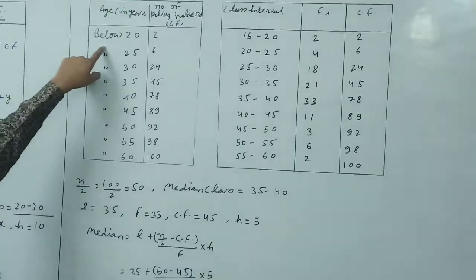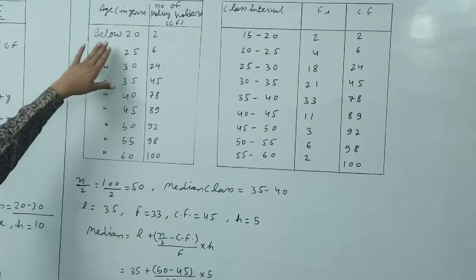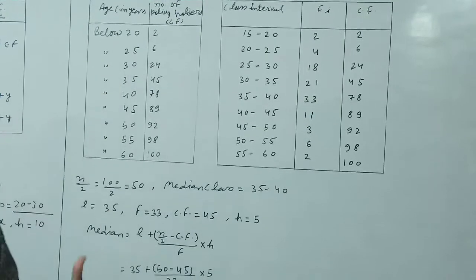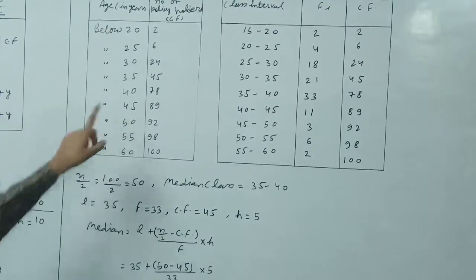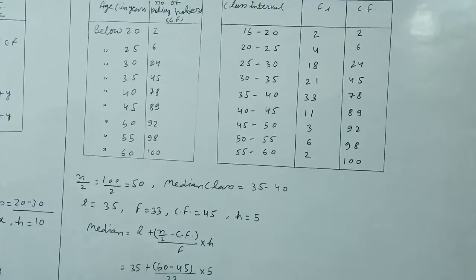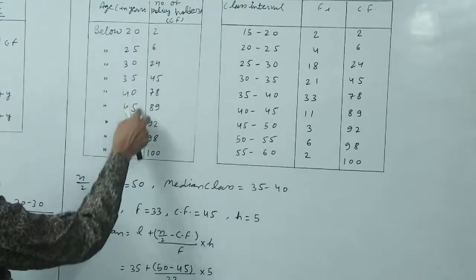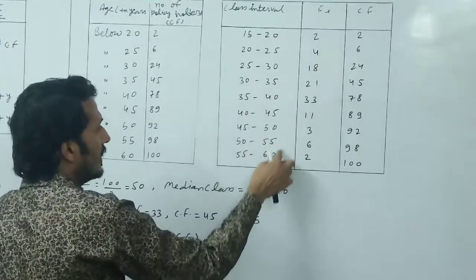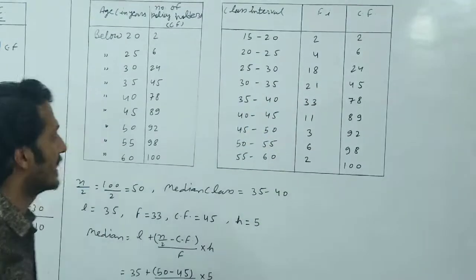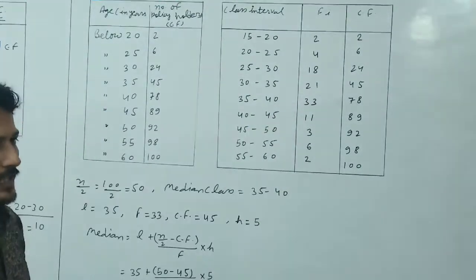So in case of the less than distribution, that is if it is written less than or below, the values which are written here are the upper limits of the class interval. So we can see that these are the upper limits of the class intervals. Now we need to find the lower limit.